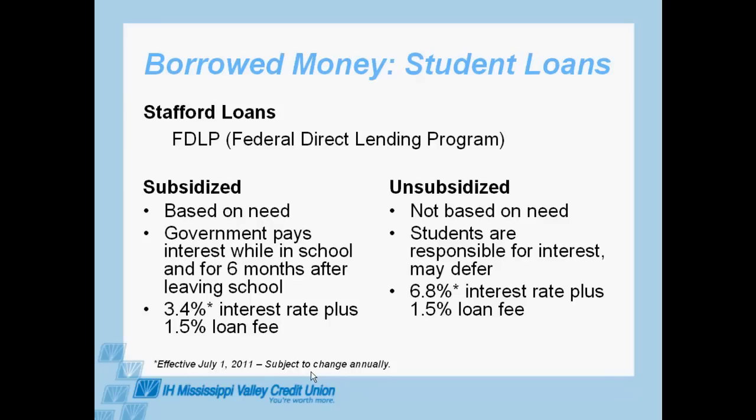Unsubsidized is not based on need. The students are responsible for the interest. However, while you're in school, you can defer it, which means you're not paying anything while you're in school. And there's a 1.5% origination fee tied to this loan as well. So again, everyone receives unsubsidized money. Subsidized money is available based on financial need. These loans are in the student's name only. They belong to the student.